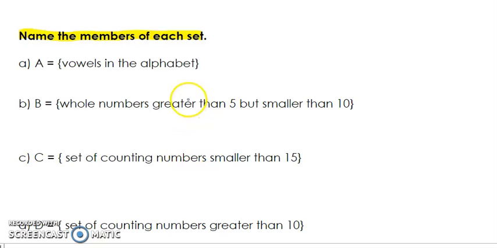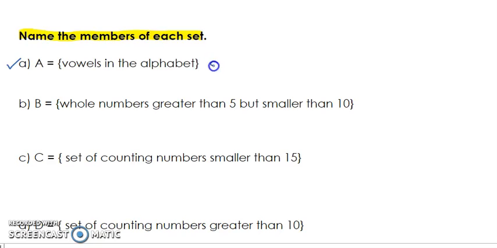The examples that we have here are taken from your Prime Math for Success course book. The sets are being described. You just get a description of what the set is, but it doesn't tell us who the members of that set are. So let us look at the first one, vowels in the alphabet. If A is the set of vowels in the alphabet, what would the members of that set be?